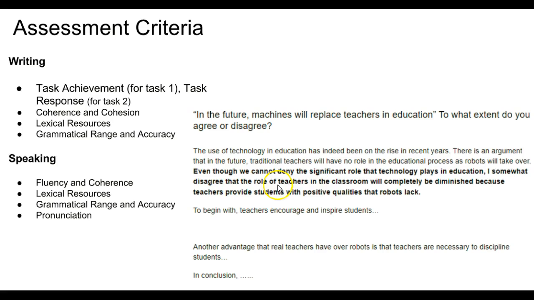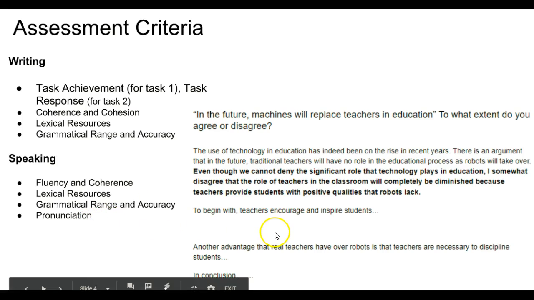Grammatical range and accuracy. If you go back to my lesson on sentence types, you'll get a better idea on how you can diversify your use of grammar in each paragraph. For example, here by using a complex sentence: even though we cannot deny the significant role that technology plays in education, I somewhat disagree that the role of teachers in the classroom will completely be diminished, because teachers provide. This is actually a compound complex sentence. And then you can also use simple sentences, right? The use of technology in education has indeed been on the rise in recent years. So diversify your sentence types in terms of grammar.